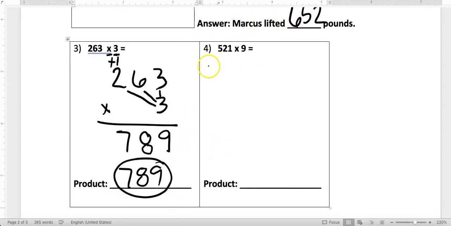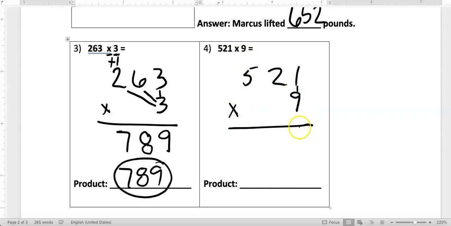Coming over to number 4. 521 times 9. 521 is my largest number. I'm going to place that on top. My symbol goes there. My 9 ones goes in the ones place. Starting in the ones place. 9 times 1 is 9. 9 times 2 is 18. My 8 stays in the tens place, regrouping that 1 in the hundreds place.